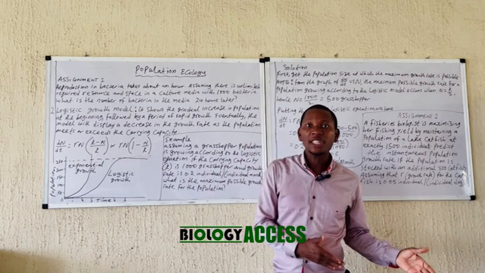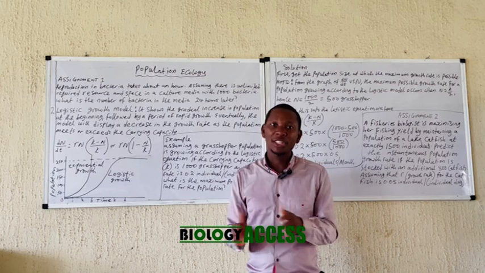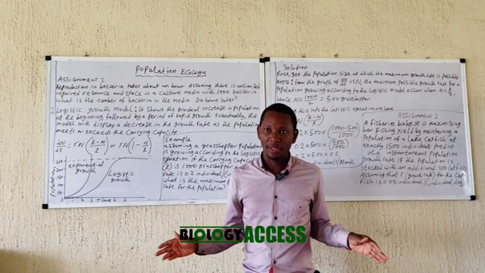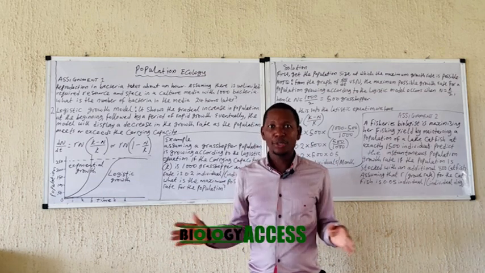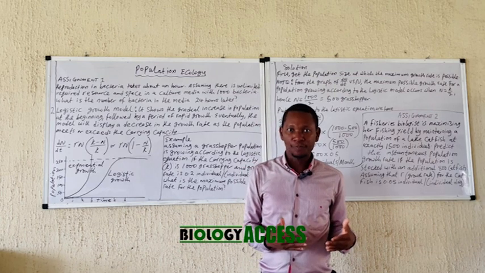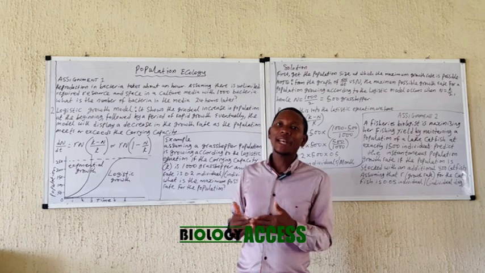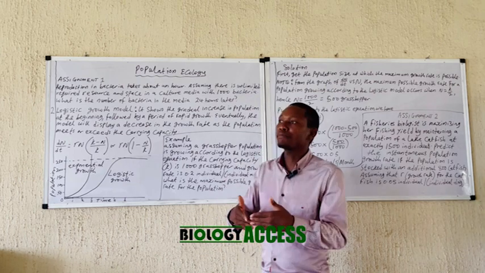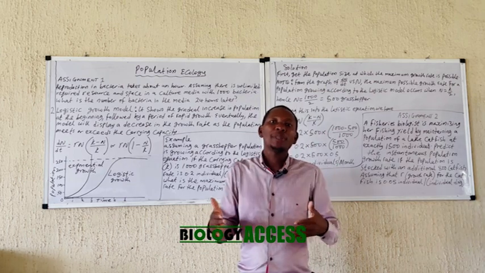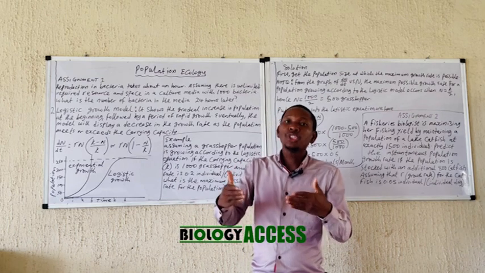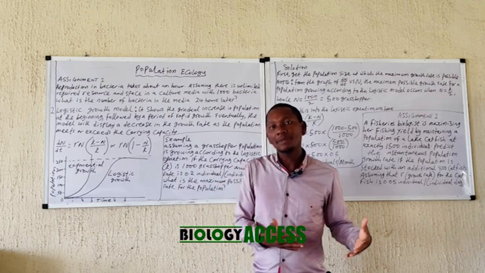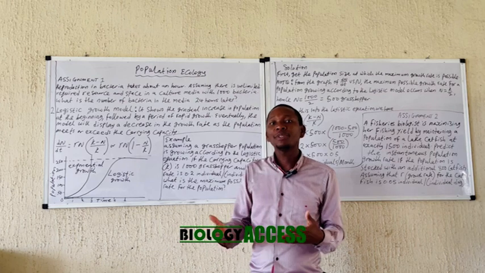In the exponential growth model, it's assumed that there is no limited capacity, there are unlimited resources, available shelter, and all that. But in the logistic growth model, it is assumed that the environment has a carrying capacity. That means the population at which the resources of the environment can sustain. Beyond that, there will now be inadequate resources.